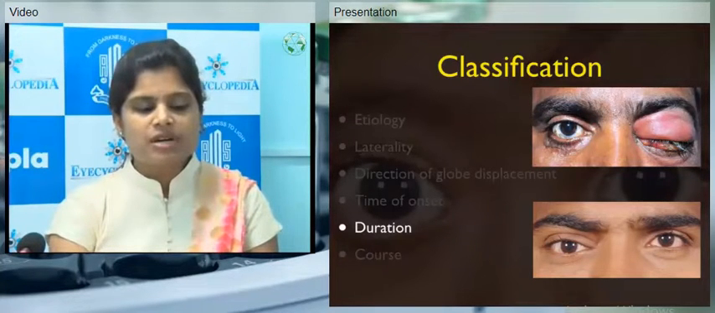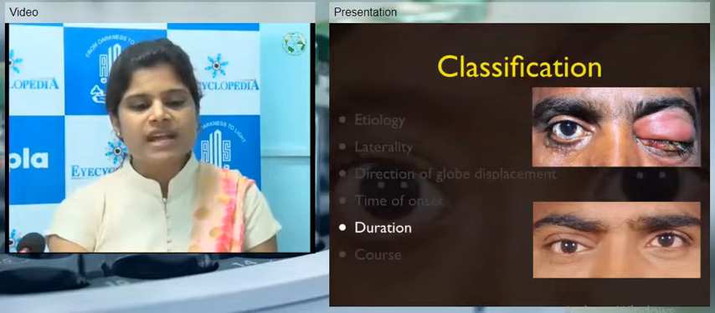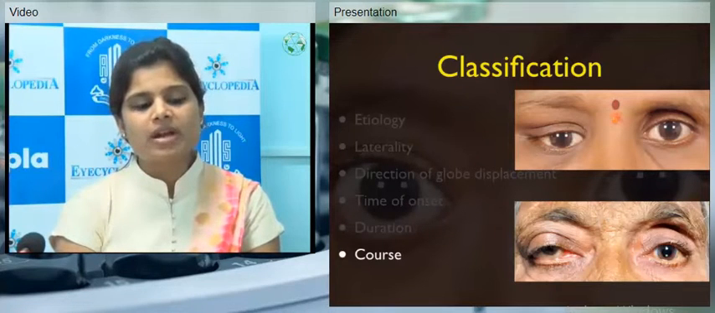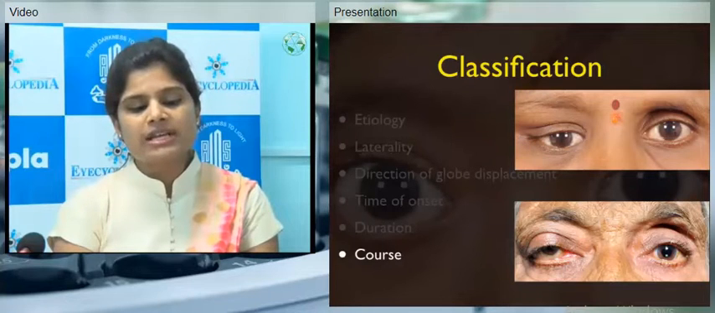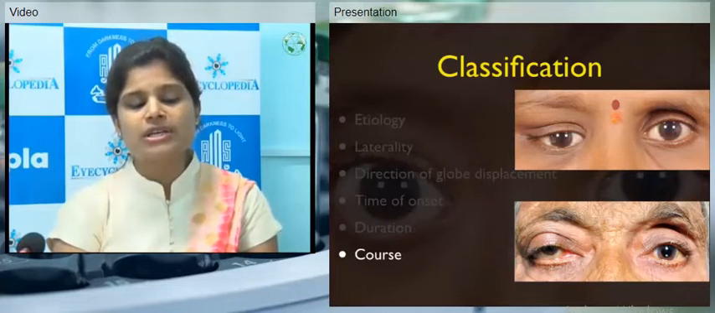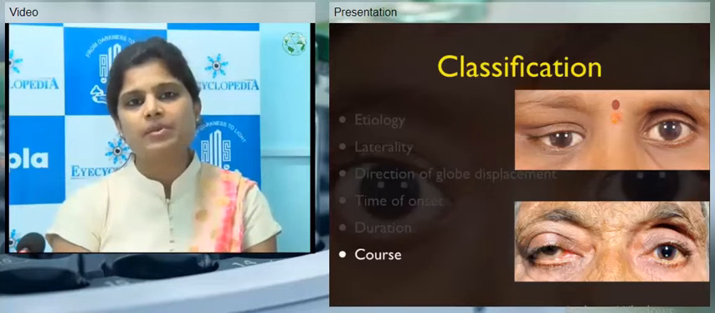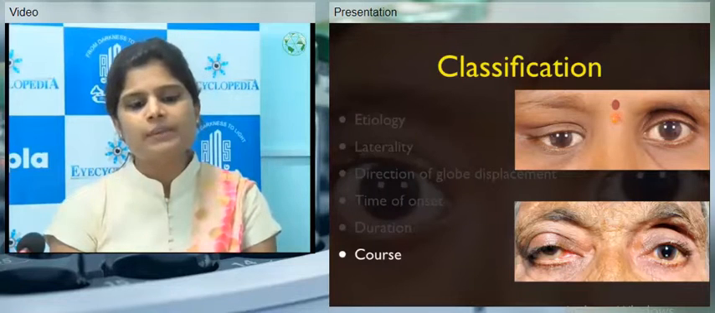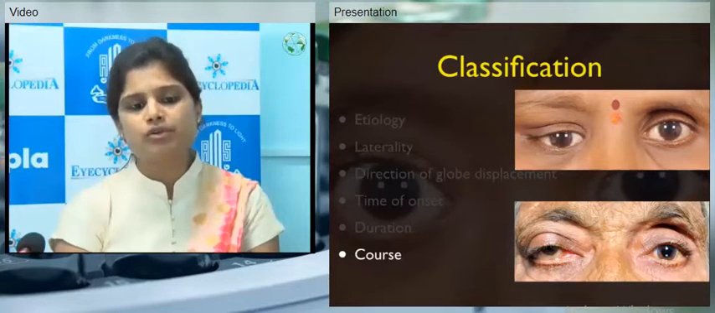Next, after looking at the duration of proptosis, of course we have to know about the course. That means whether it is gradually increasing, or whether it is stationary, that is, the patient has had proptosis and it remains the same, or whether it is gradually increasing day by day. That is one more history which gives us a clue towards the diagnosis.